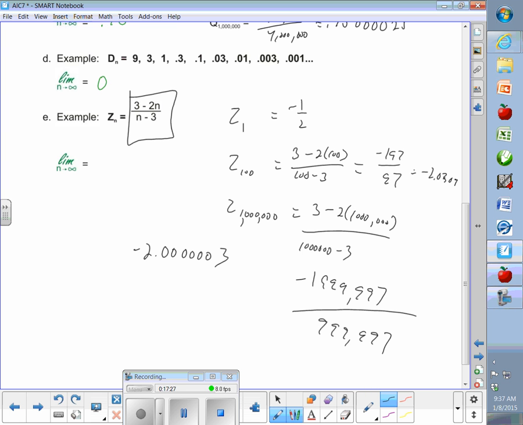Okay, folks. Is it 5? Okay. So let's look. Negative 1/2. Negative 2.0, what was that, 0309? Now negative 2.000003. Where are we heading to, folks? Negative 2 is the limit.